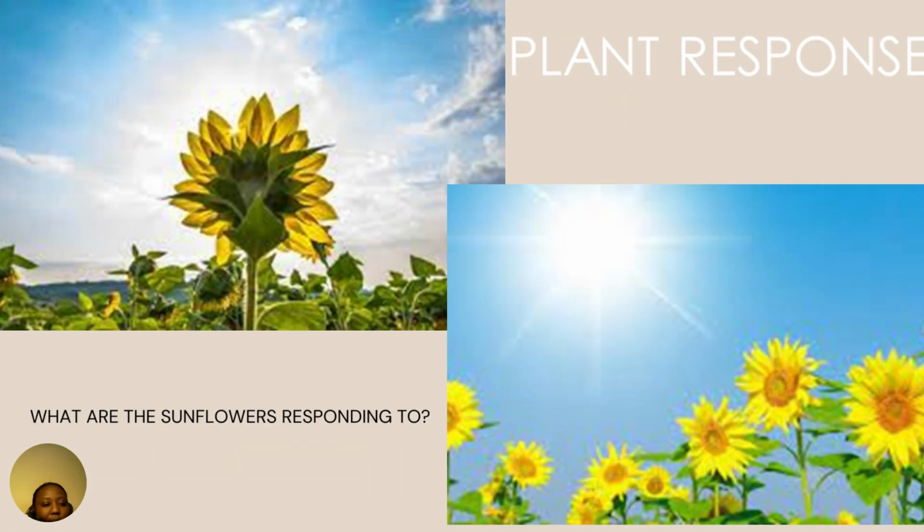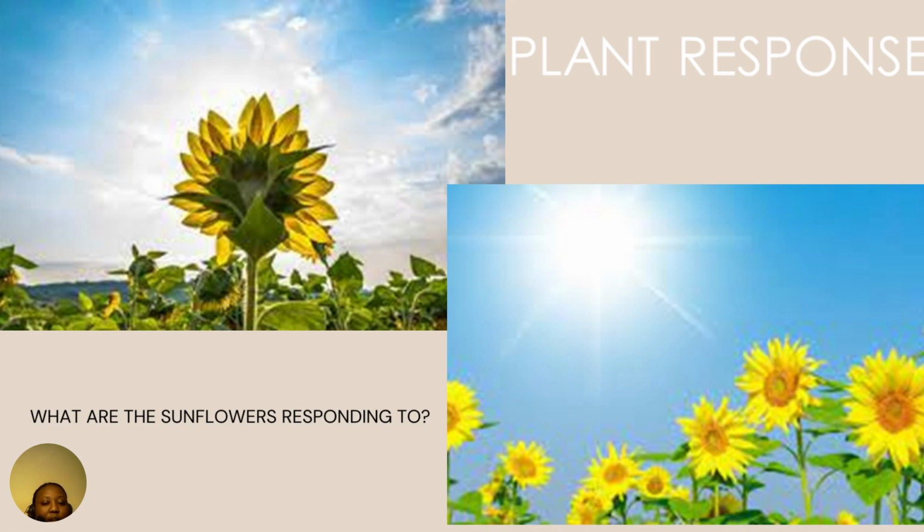Whenever we are looking at this section, I always want you to think of the sunflower. Sunflowers always grow towards the light. Even during the day, they will move and face the light. In these two pictures, you can see that the flowers are moving towards the direction of the light. They are responding to the light. The light from the sun is the stimulus, and the flowers are turning and moving towards the light.